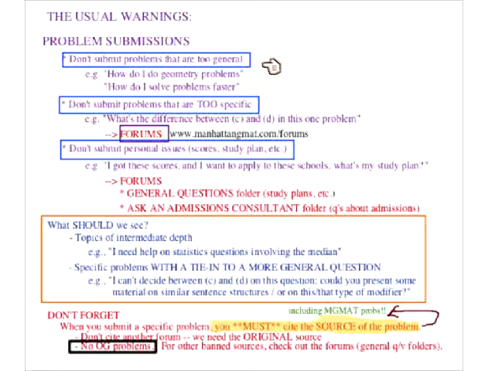Because the ones that are too general, there's nothing we can do about that, right? If you're asking about the whole test at once, then what are we going to do? But too specific, also not great. That's why we have the forum. So if you're just asking about a single problem, then please do that on the forum. There's the address.